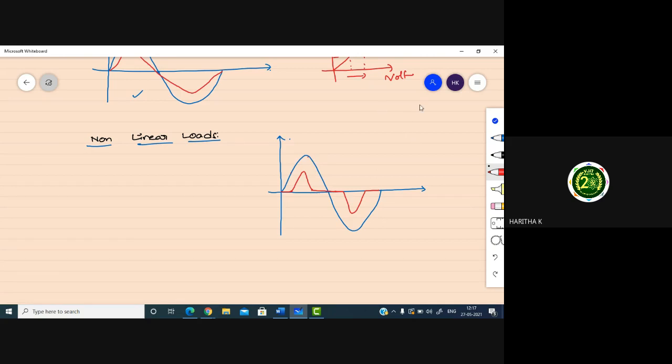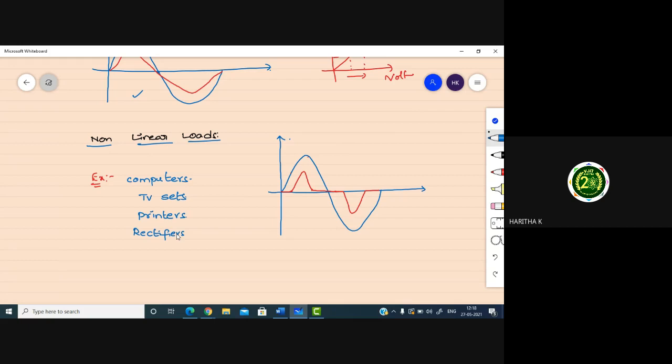But for a linear load, current should linearly increase with the voltage. If voltage is increasing, the current should also increase. If voltage is decreasing, the current should also decrease. But in case of non-linear loads, the current will not follow the voltage waveform. Then that type of load is called a non-linear load. The examples for these non-linear loads are computers or laptops, TV sets, printers, and rectifiers.